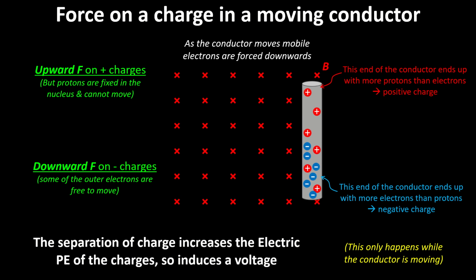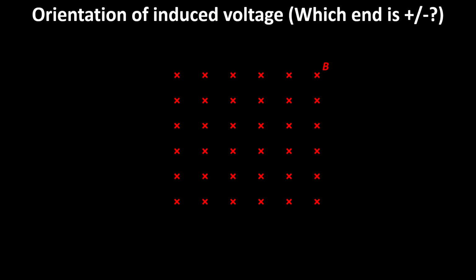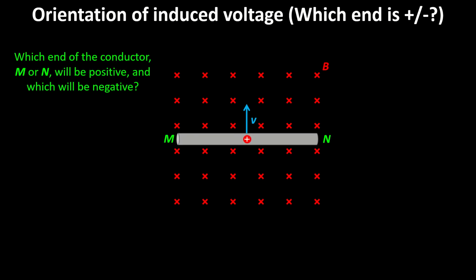So there's two things we need to know about that voltage. First of all, which way round is it, like the orientation of the voltage, and secondly, how big is that voltage? We'll start with the orientation. So essentially, if we've got a rod and it's moving this way, I'm going to say upwards in this case, I want to know which end of the conductor, M or N, will be positive and which will be negative. Okay. Now, I'm going to consider a positive charge inside that wire.